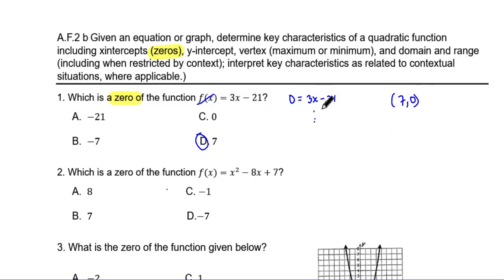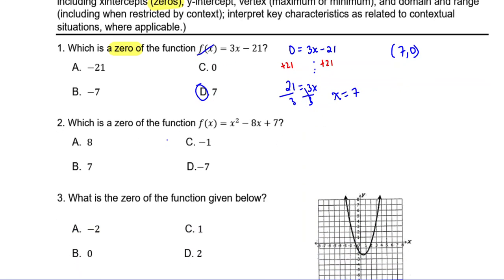If you want to continue doing it this way, we can solve it manually. You can add 21 on both sides. You would have 21 equals 3x. Divide by 3, divide by 3, so x equals 21 divided by 3, which is 7. Okay, so that's what that is.